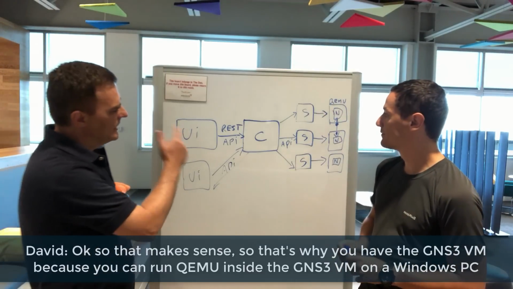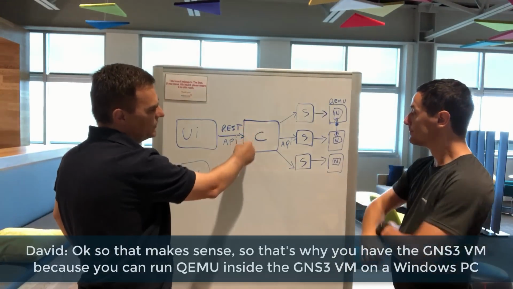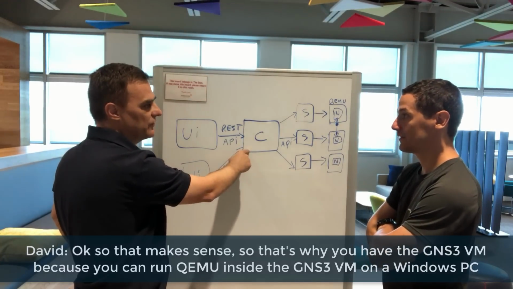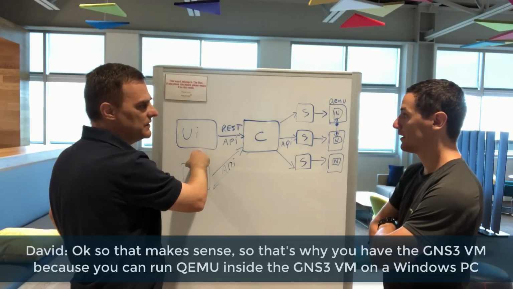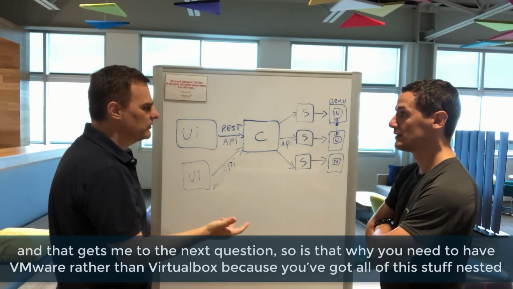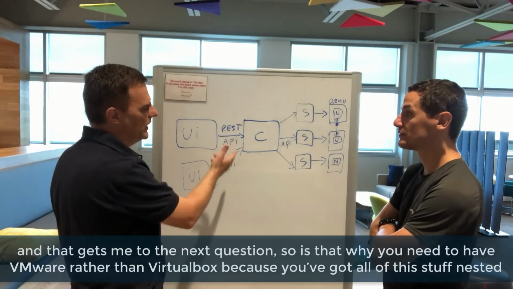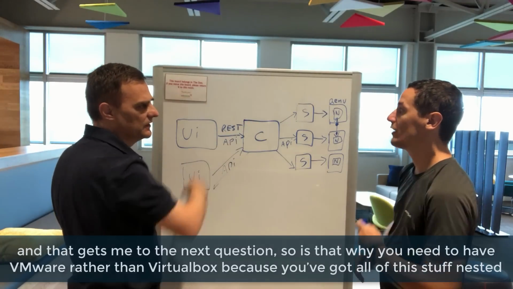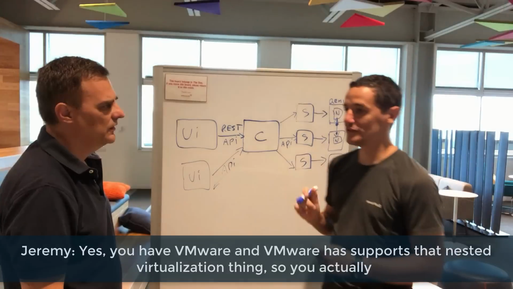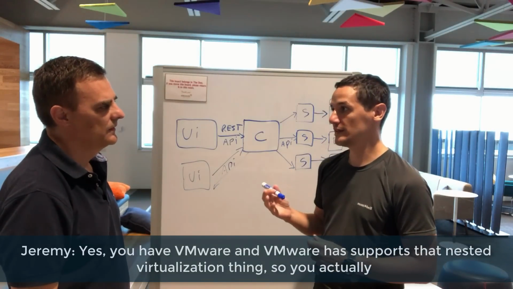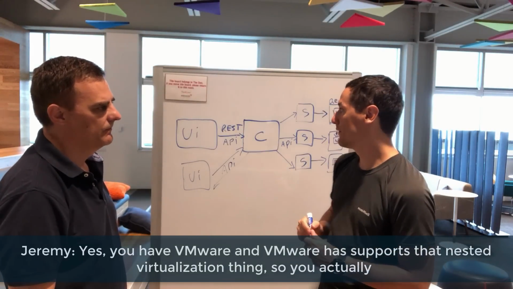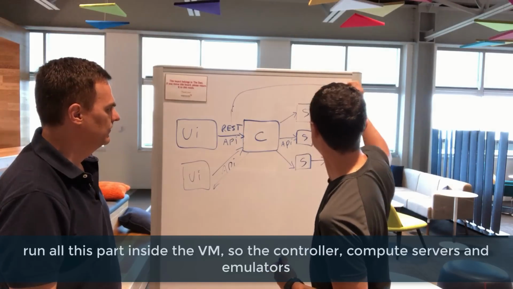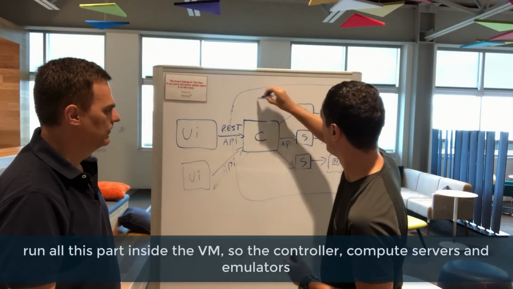Okay, so that makes sense. So that's why you have the GNS3 VM, because you can run QEMU inside the GNS3 VM on a Windows PC. On a Windows PC. And that gets me to the next question. So is that why you need to have VMware rather than VirtualBox? Because you've got all of this stuff nested. Oh yes. VMware supports that nested virtualization thing.